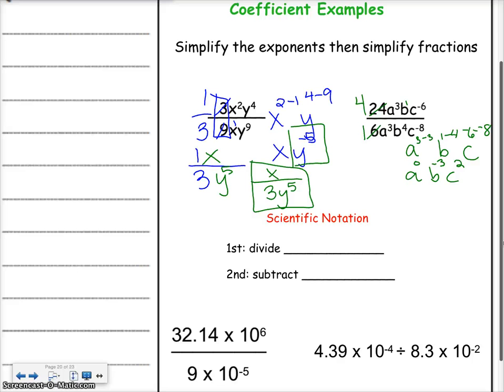And then I just figure out what's going to go on top and what's going to go on bottom. So that's just going to be nothing. This is going to go on the bottom. And then my c squared will stay on top. Don't forget your exponents.